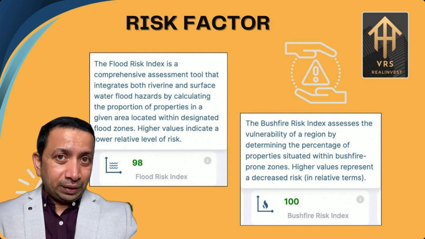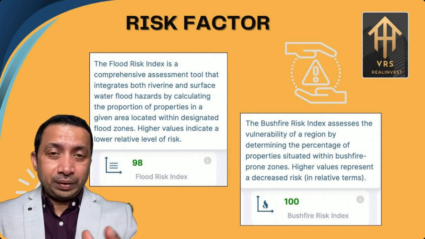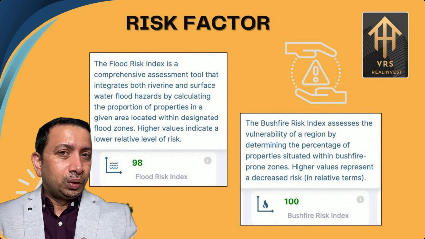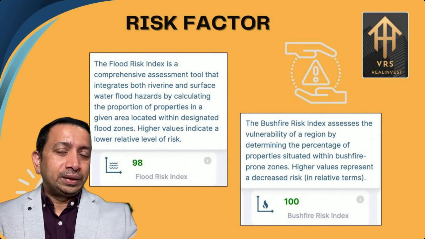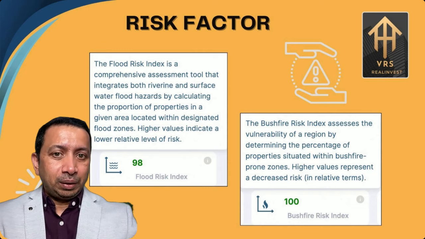In order to identify the risk, check the insurance cost. If the insurance premium is high, that shows there are some risk factors. So before you buy a property, check the insurance cost in that particular area. That will give you an indication about the risk factor in that area.